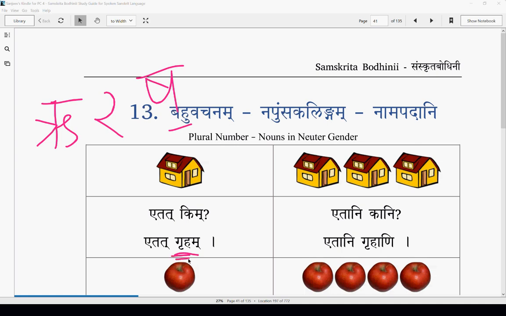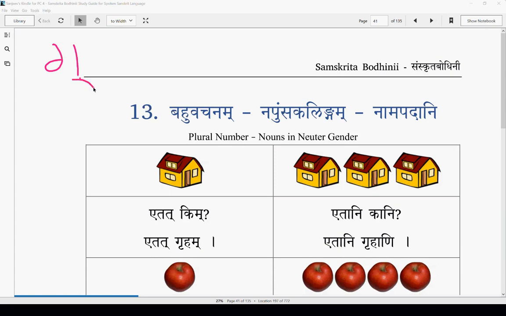So there is a Ru here, right? Gru. Ga. So what is gruham made of? Varnakrama. Ga is a vyanjanam first, or consonant, and then there's a Ru, which is a swara, or a vowel. Then there is a Ha. Gruha. This is what gruha is made up of.